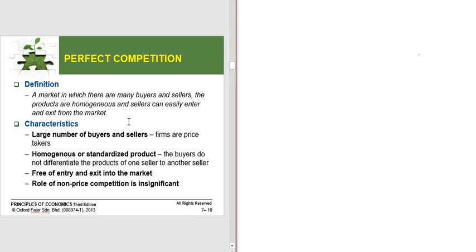So perfect competition. These are actually the characteristics that I have already briefed in the previous slide just now. A perfect competition is a market structure where there are a large number of buyers and sellers. The main important thing is the number of sellers. You have a lot of sellers, and these sellers are price takers. They only accept the price that has been set in the market.